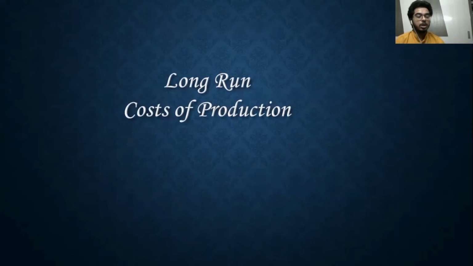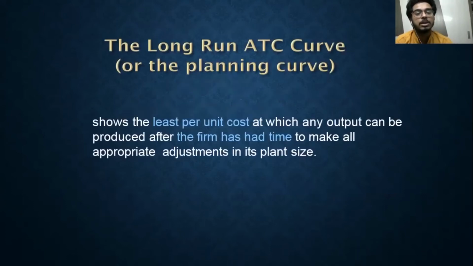Right now, I will take you to the long run cost of production. What is long run cost of production? Under long run cost of production, the first thing is that the firm has enough time to make all the adjustments in its firm size, in its plant size. It can increase labor input, capital input, and so on. So it shows the least per unit cost at which any output can be produced at a longer run.